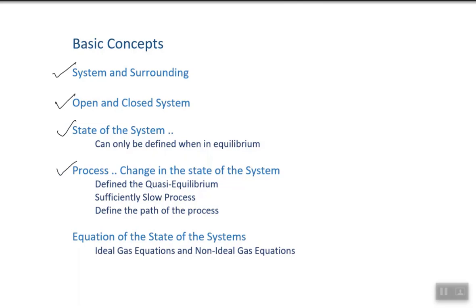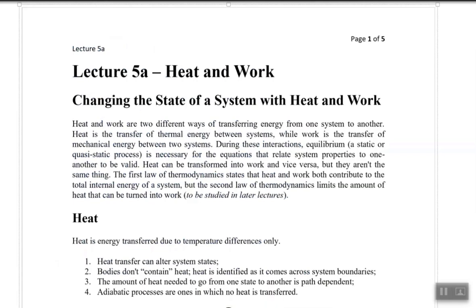For the change in the state of the system, we defined another term called quasi-equilibrium process, which is a sufficiently slow process, and that was helpful to define the path of the process. From this whole thing, we did define the equation of state of the system, and we did write something about the ideal gas equation and non-ideal gas equation, and when we did use some property tables, etc. So today's topic is again heat and work.